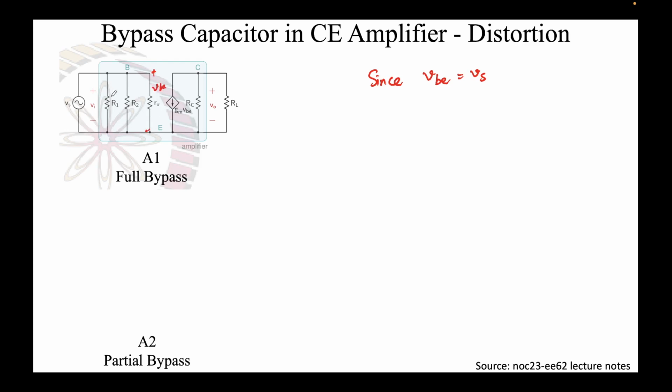So VB is equal to VS, and we know that the distortion will not be there. What is the condition for distortion to be minimal? That is when VBE, which is varying with respect to time, because note that we are applying a sinusoidal signal, should be less than VT. VT is, for room temperature, 26 millivolts, right?